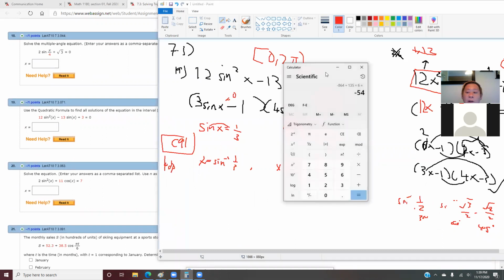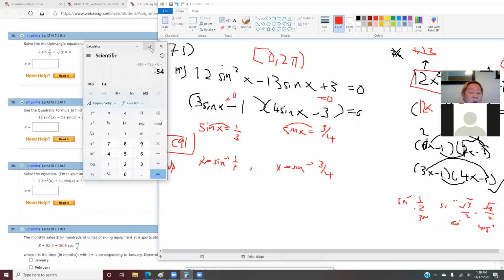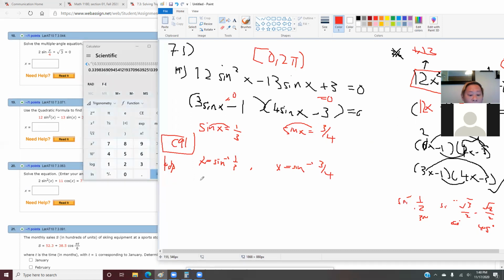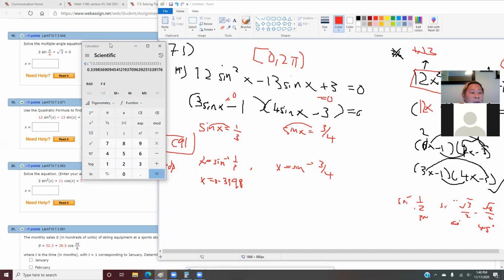When you use your calculator, the first thing you need to know is that because they are in radian form, you have to change the calculator into radian mode. If you have it in degree form, you get it wrong. Then you do the arc sine of 1/3. That will give me 0.3398, in 4 decimal places.